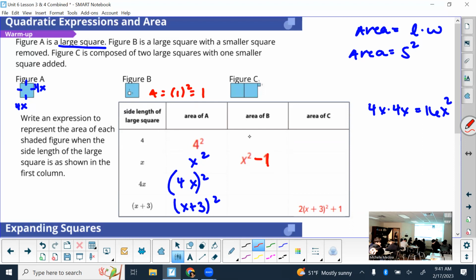So then table 5, what would the area be for B if the side length is 4? All right, class, does that work? Yeah, and we could even simplify it further. We could do 4 squared, which is 16, minus 1, which is 15. So if you put 15, great. But this works too. Table 6, what would it be for this row?